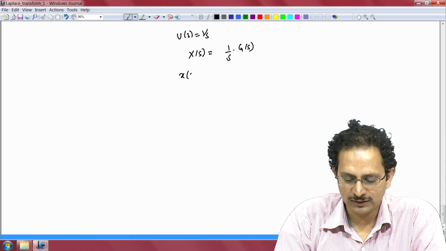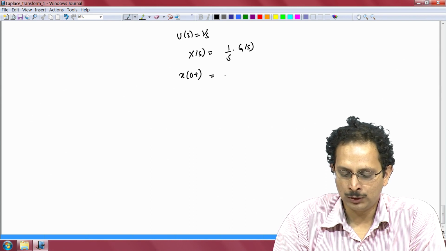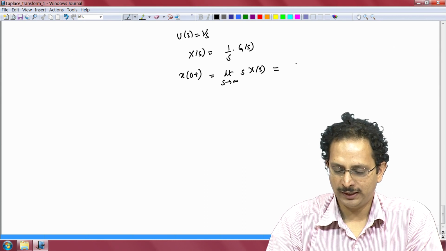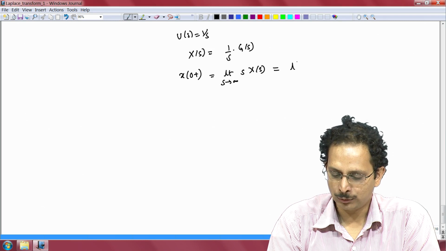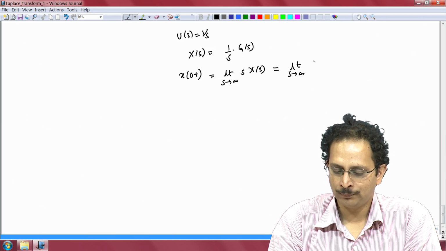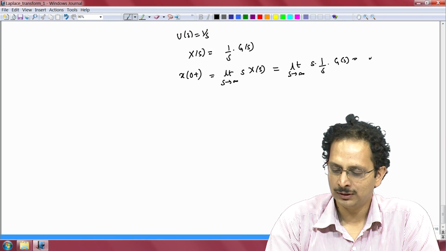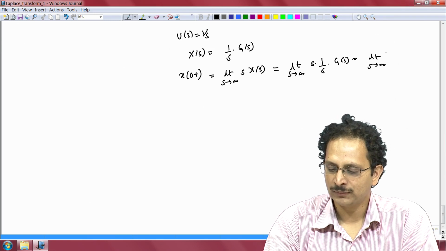So, if you apply the initial value theorem to this response x of s, then we would have that x of 0 plus would be equal to limit s tends to infinity s times x of s, and if I were to write it out in terms of g of s, I would have limit s tends to infinity s times 1 over s times g of s, which is equal to limit s tends to infinity g of s.